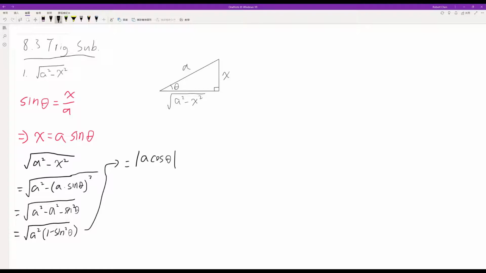Okay, so if you look at the triangle here and figure out what cosine is instead of looking at sine, right? So cosine theta is going to be the square root of a squared minus x squared over a. Then that will give me the square root of a squared minus x squared is a times cosine theta. Right. Now we have the absolute value here because we're not sure if cosine is going to be positive, but in this case it's going to be positive because it's an acute angle.